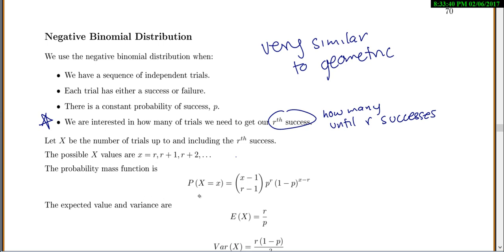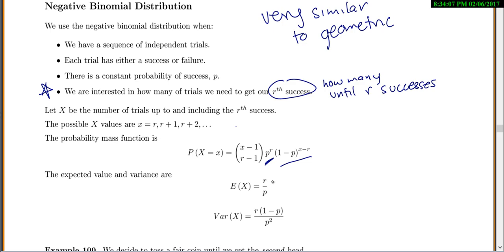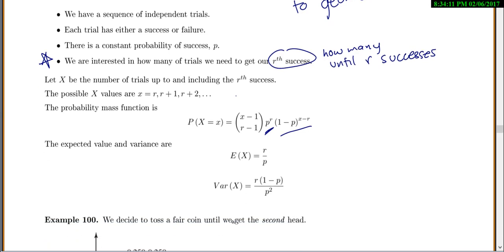So our PMF, the probability that x equals little x, is going to be (x minus 1) choose (r minus 1). So that's a combination there. And then we're going to do p to the r, (1 minus p) to the x minus r. Because we need r successes, but we also had to fail all those times up until we got r successes. So we had x minus r failures. Our expected value and variance are r over p for expected value and r times (1 minus p) over p squared for variance.